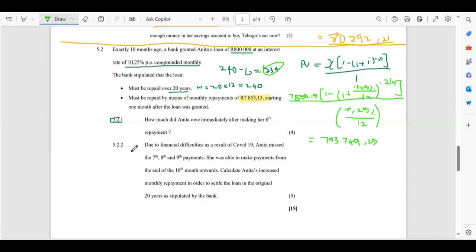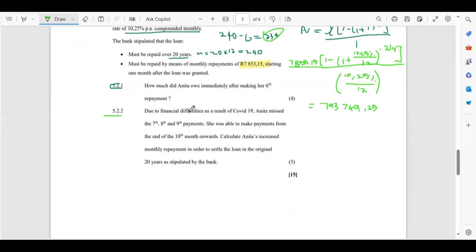Now, let's go to 5.2.2. I said what with regards to questions like this, when you have 5.2.1 and 5.2.2? In order to go about answering this, I haven't even read this question, but I would know that I need to make use of this answer I found here. I said that even though your answer here might be wrong, for the method, if you took that wrong answer and used it here, you'll get a mark for that.